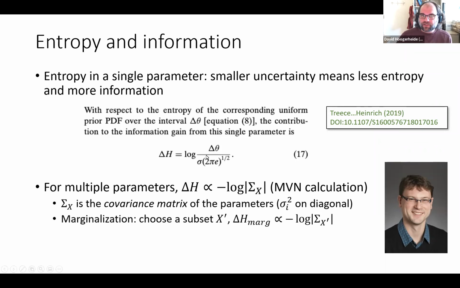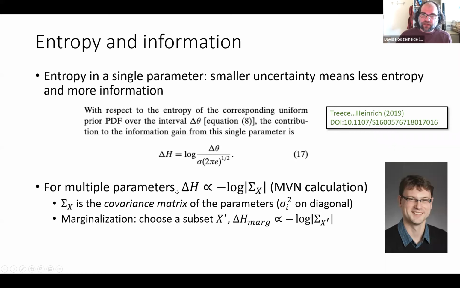If you have a Gaussian and it has a width sigma, you can calculate what the information gain is from a uniform prior. At the beginning, you say, I've got some range, I don't know anything in it, that's my uniform prior. And relative to that, you can calculate what the information gain is for a single parameter. So as you learn more about your parameter, the width of the distribution, the posterior density function, or typically think of it just as the standard deviation maybe, gets smaller, and the amount of information goes up.